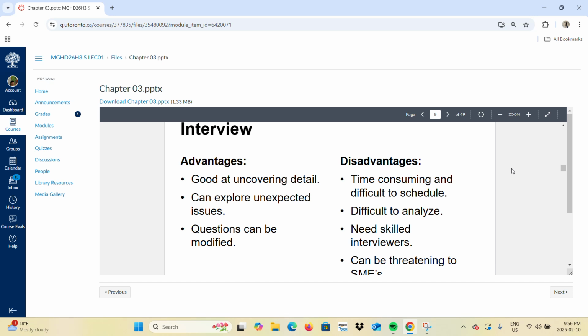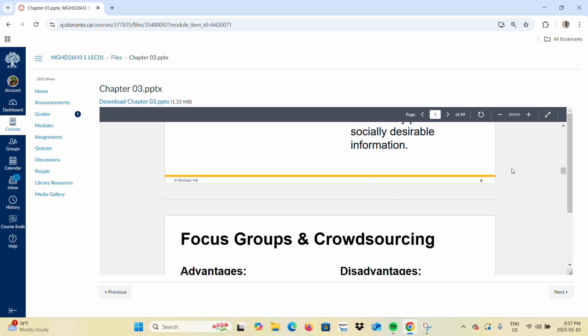For an interview, this one is good at uncovering detail. It can explore unexpected issues, and the questions can be modified and customized to the employee. However, the disadvantage is obviously it's difficult to analyze sometimes. You need skilled interviewers, and most importantly, it's very time consuming and difficult to schedule.